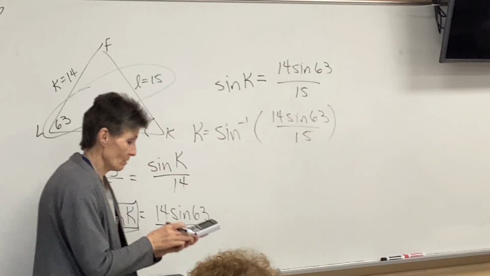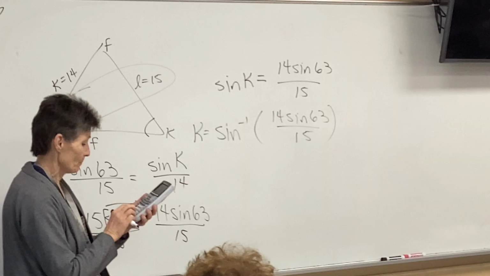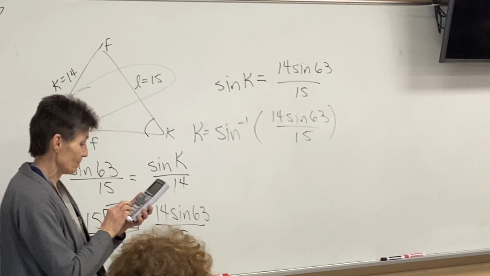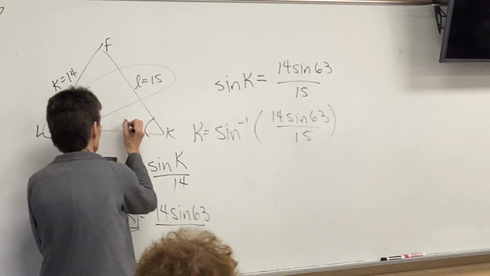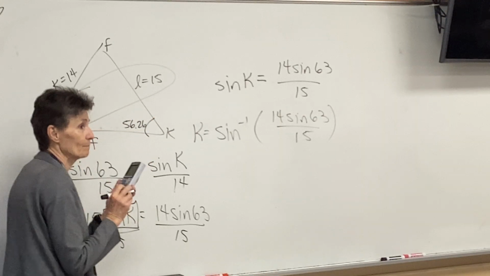And if it says error, then I'm done. If not, I have more work to do. So, second sine, 14 sine 63 close parentheses divided by 15. It didn't say error. I got 56.26.